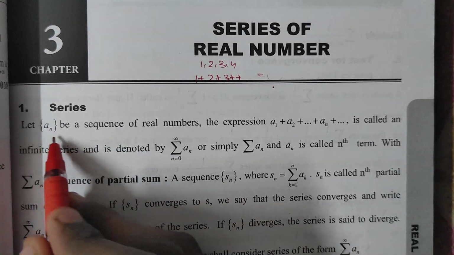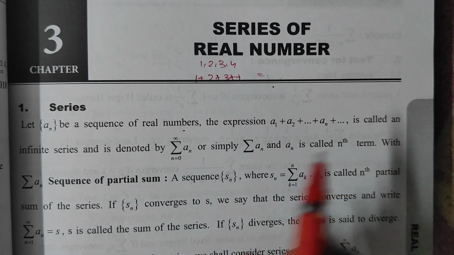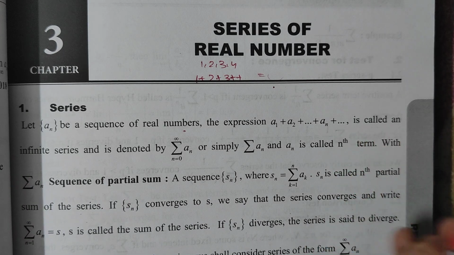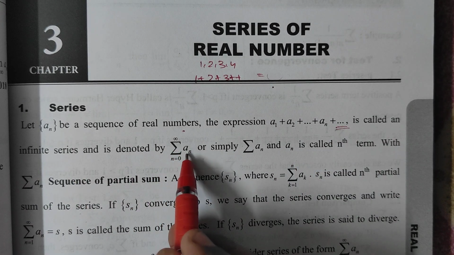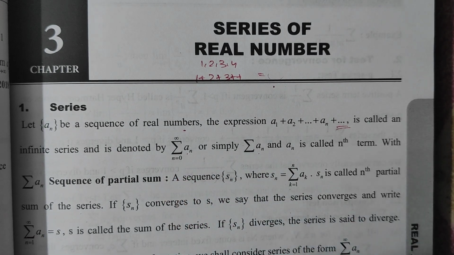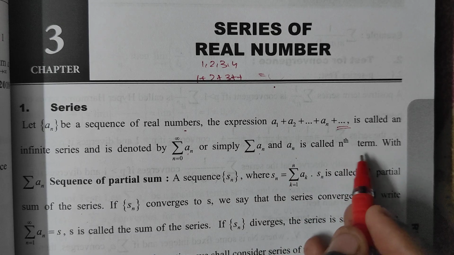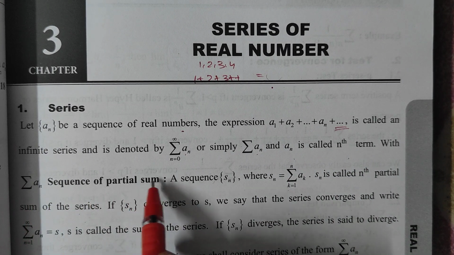Series: let a_n be a sequence of real numbers. The expression a1 plus a2 plus ... plus an is called the infinite series because it goes on. It is denoted by summation n equal to 0 to infinity of an, or simply summation an, which also represents the infinite series, and an is called the nth term. With the summation an, we have the sequence of partial sums.